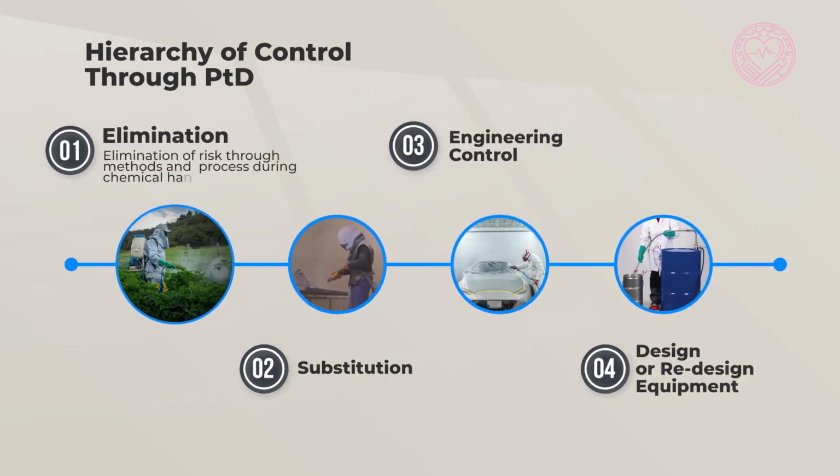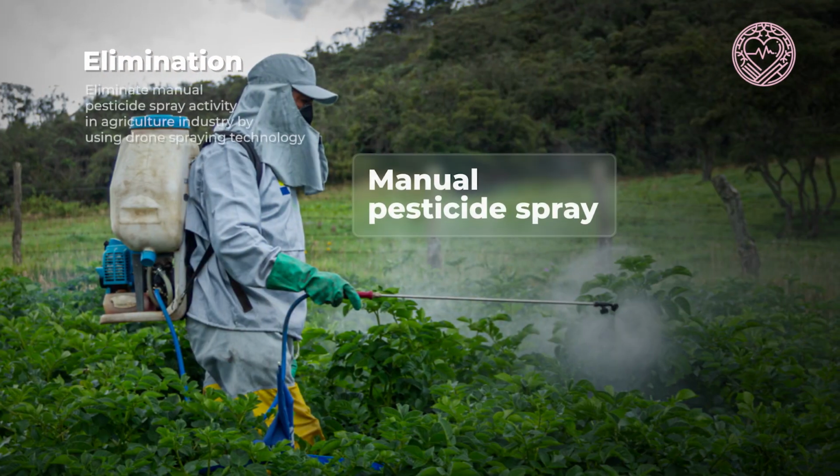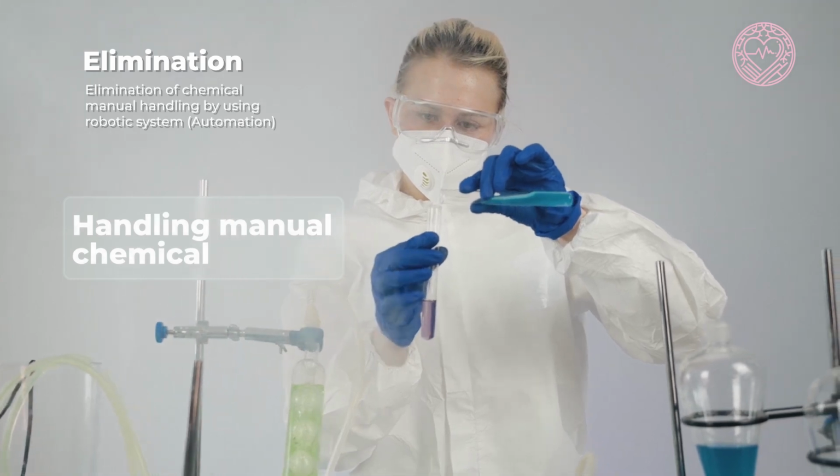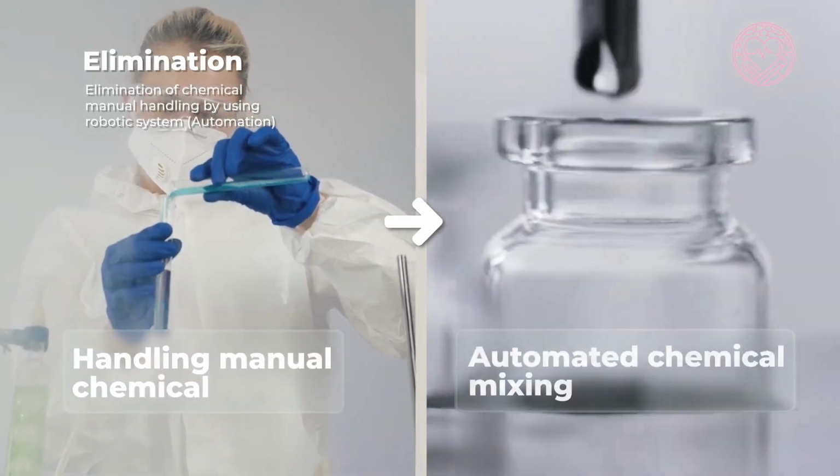1. Elimination of risk through methods and process during chemical handling. Eliminate manual pesticide spray activity in the agriculture industry by using drone spraying technology. Eliminate manual chemical handling by using robotic system automation.